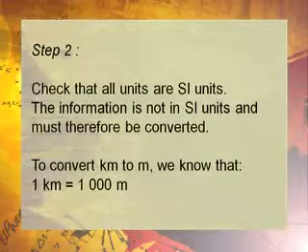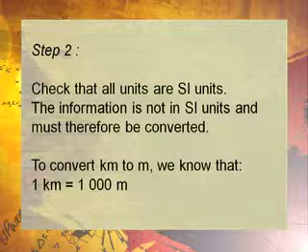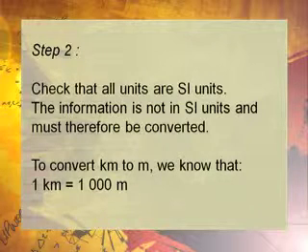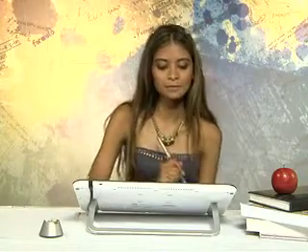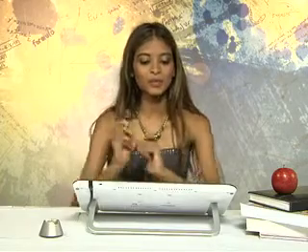And as you know, the SI unit for distance is meters. So, to convert kilometers to meters, we know that 1 kilometer is equal to 1,000 meters. Therefore, the first 2 kilometers that he walked is equal to 2,000 meters. You just multiplied both sides of the equation by 2.